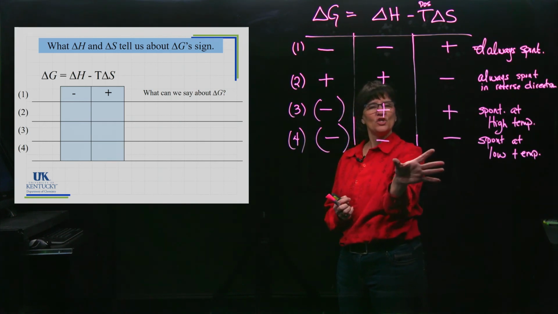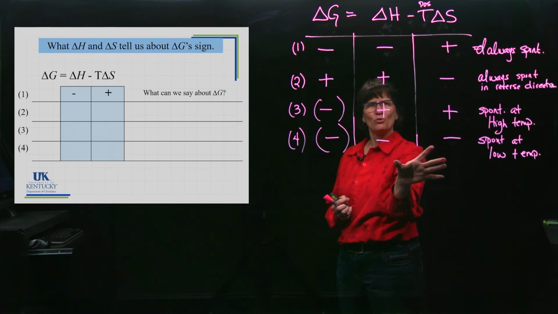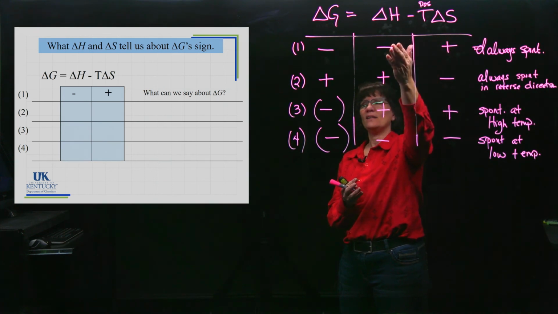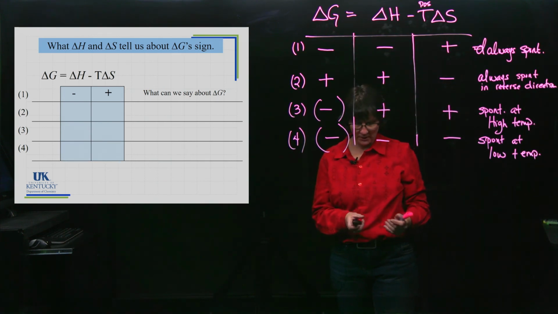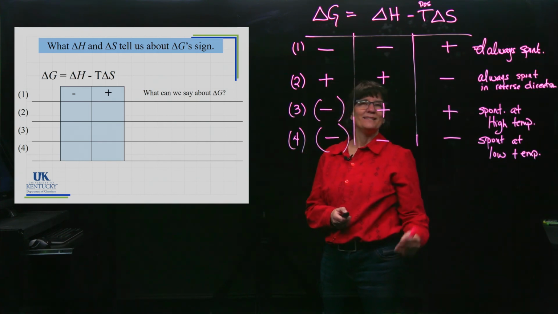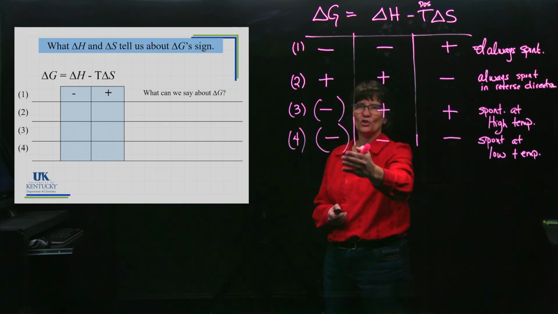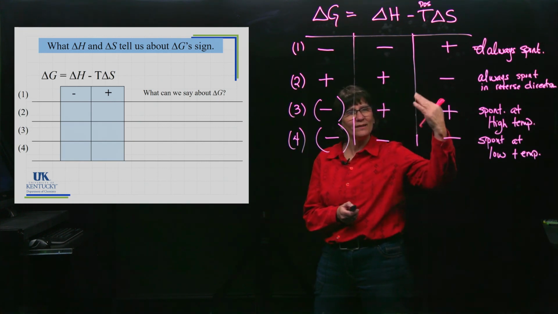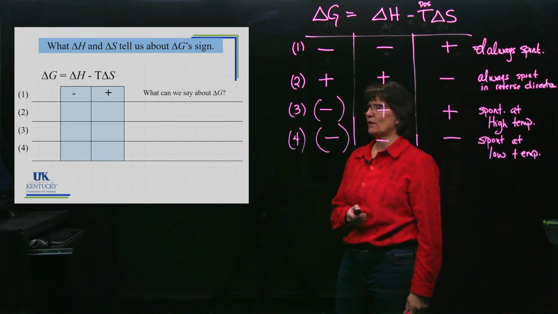More often than not, it is used to kind of track whether or not, just by looking at a reaction and knowing the signs of these guys, whether a reaction is spontaneous or not spontaneous. And if it's got conditional ways of being spontaneous, you'll be able to predict whether you needed to elevate the temperature or lower the temperature to get yourself there.